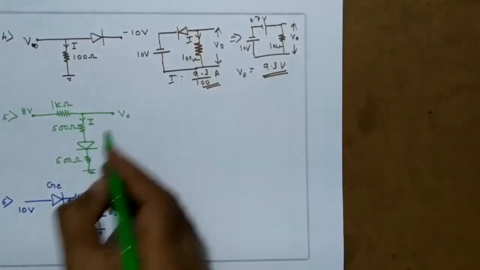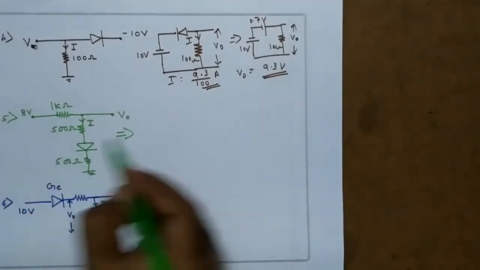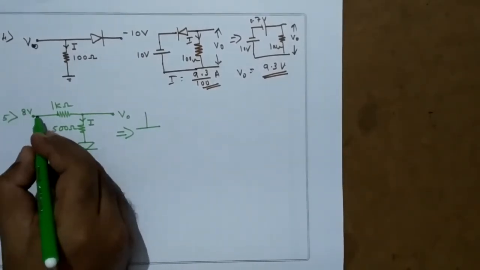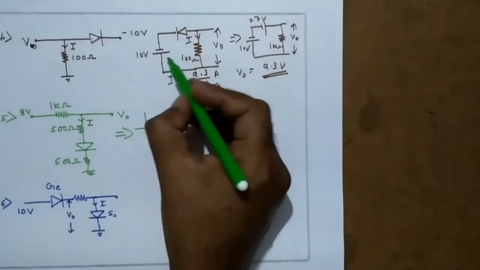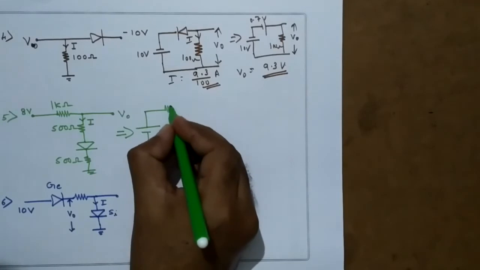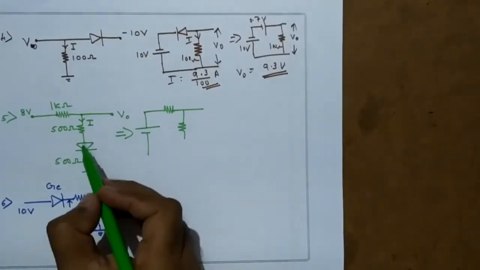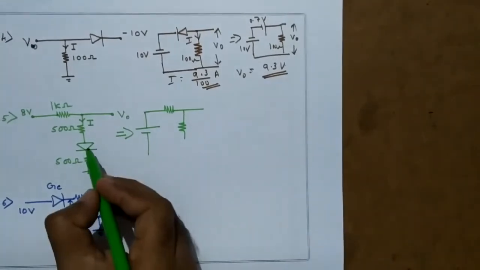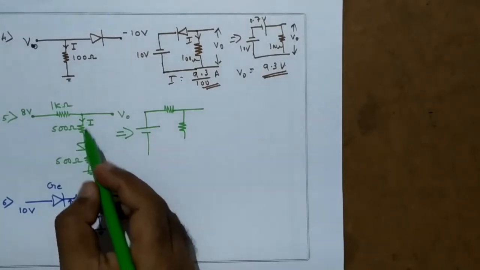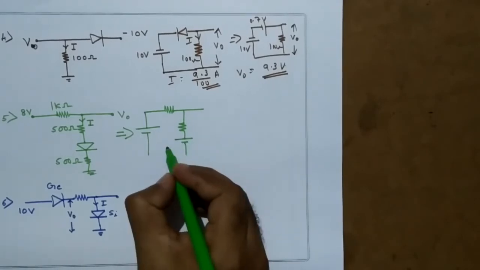Next one is this one. So here also what you do is you replace 8 volt by its battery. 8 volt means positive is connected here, negative is grounded, exactly opposite of this. Now I'll leave one step here. This diode is forward bias now because see, lower potential is connected to N side, higher potential is therefore connected to P side. So it is forward bias, and I'll replace it by 0.7 volt.